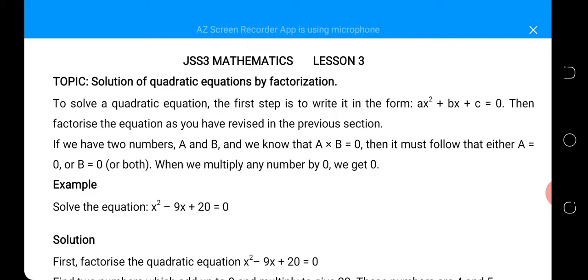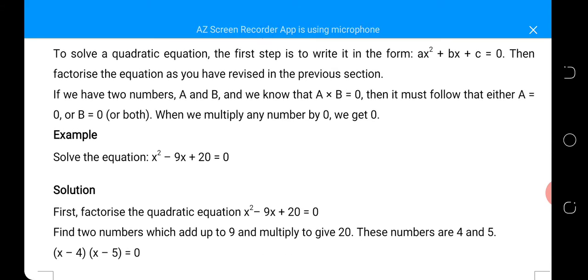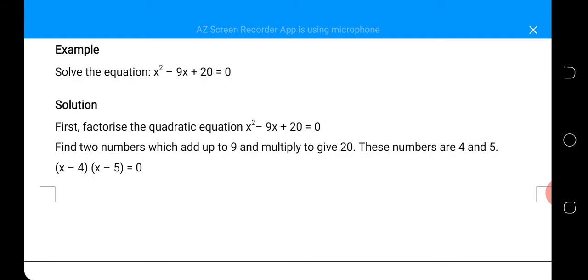Example 1. Solve the equation x squared minus 9x plus 20 is equal to 0. This is a quadratic equation. It is an equation because it is equal to 0. Assuming there is no equal to 0, we would have called it a quadratic expression. But because it is now equal to 0, it has become a quadratic equation.